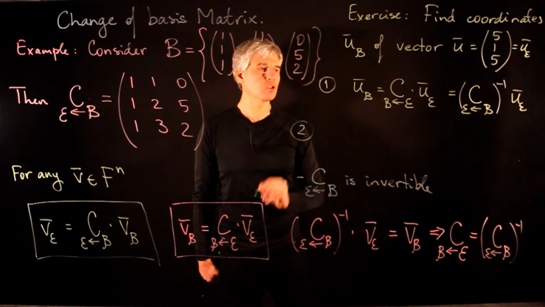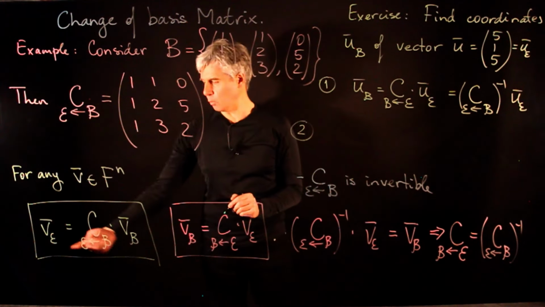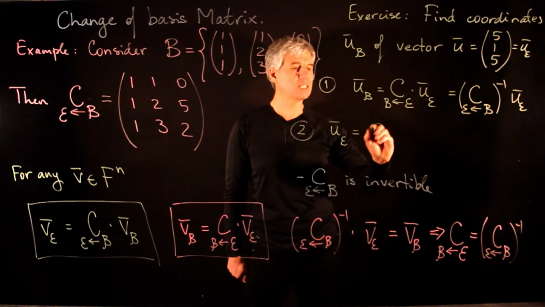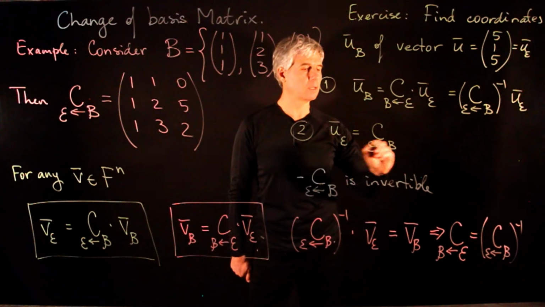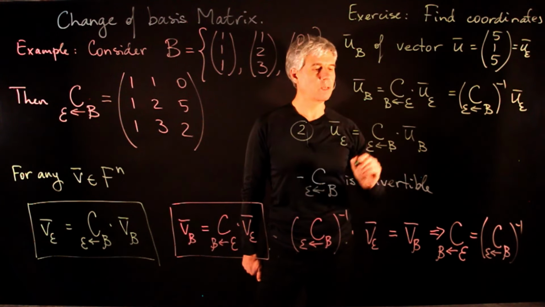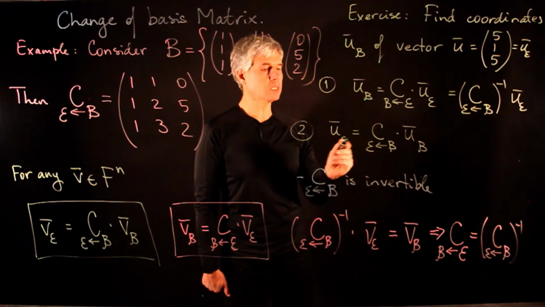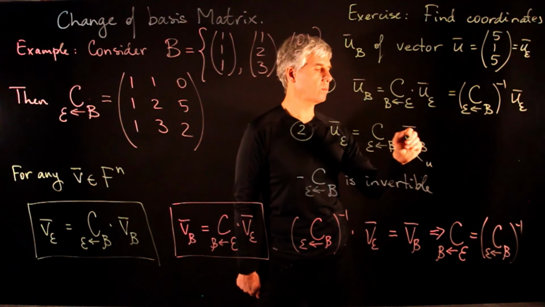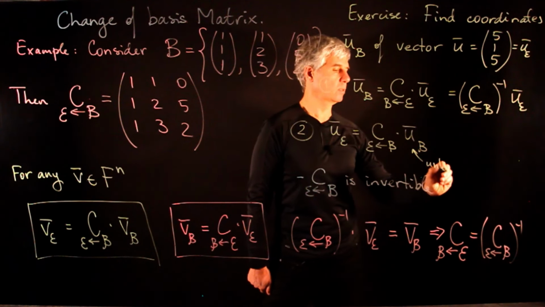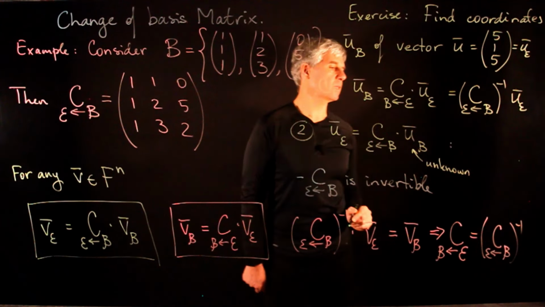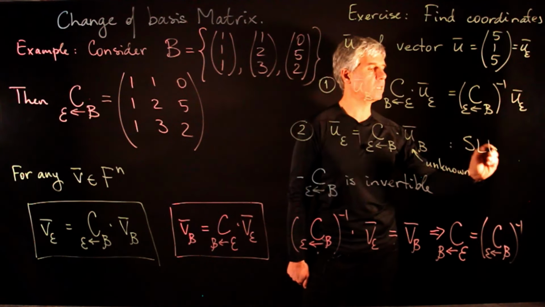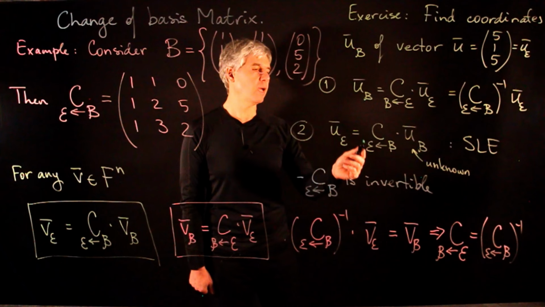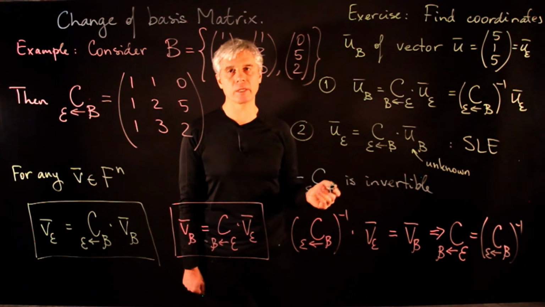And the second approach is from this formula, right? So we can say that U_E is C_{B→E} times U_B. And so here we have this matrix and we have the right hand side. And so the unknown is the column vector U_B. And so what we see is that this is a system of linear equations. So now we treat U_B as the column vector of unknowns, and we just solve this system of linear equations.